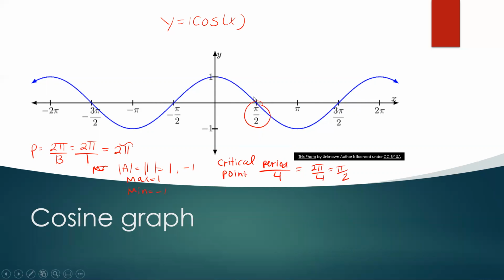Then it goes to the midpoint. So at pi halves, it has a midpoint. And then pi is the min. So let me label this. Here is where we start. That's your max. So it starts at the max at 0, 1. Then you have a midpoint at an x value of pi halves, comma 0. And then you have a min right here at pi comma -1. And then it's at the midpoint again, 3 pi halves comma 0.